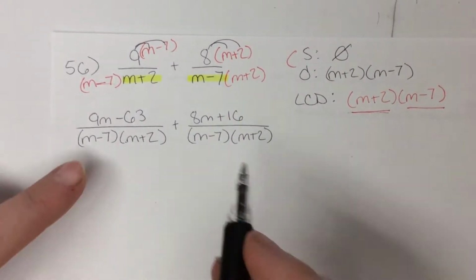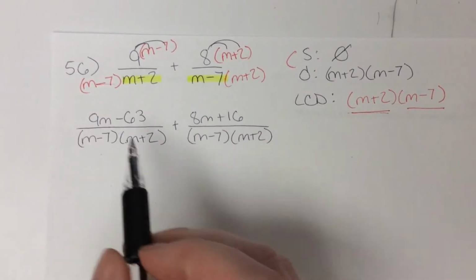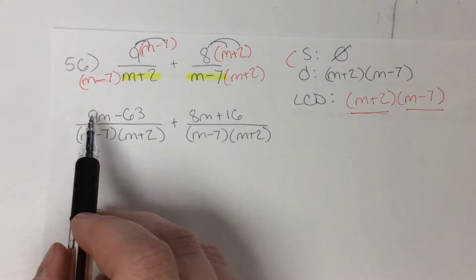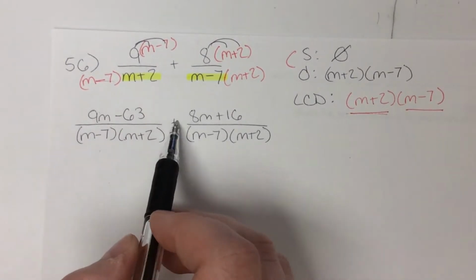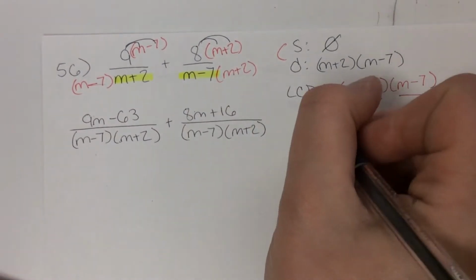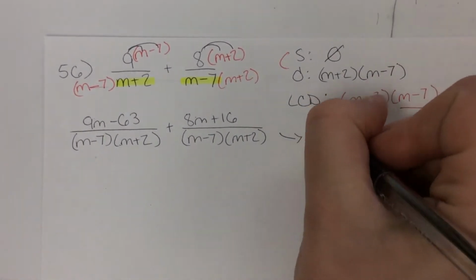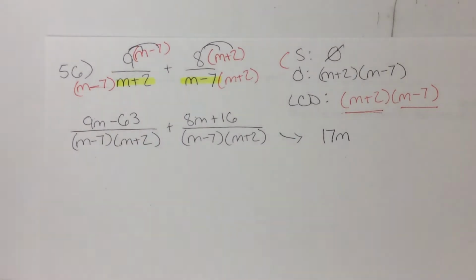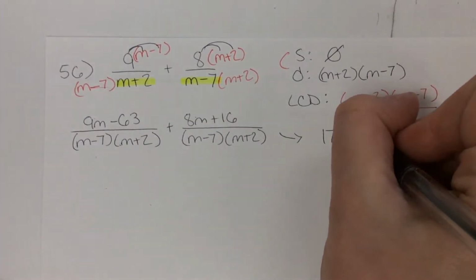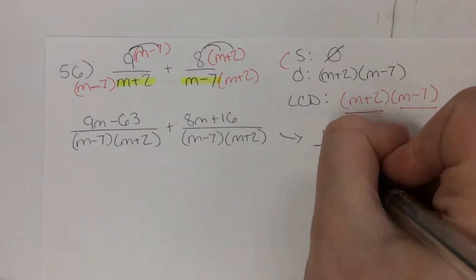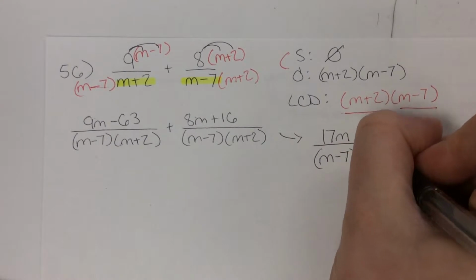Okay, so now we have common denominators. So we can just go ahead and add across the top. We have 8. I'm sorry, that's not an 8, that's a 9. 9m plus 8m. So that's going to be 17m. And then we have negative 63 plus 16, and that's going to be negative 47 over m minus 7 times m plus 2.